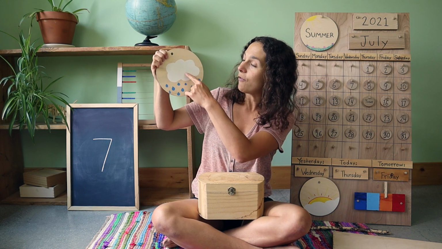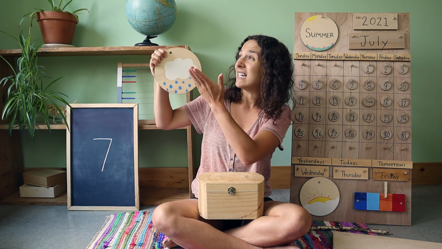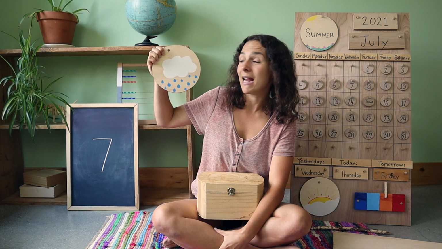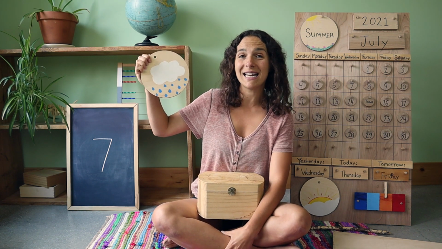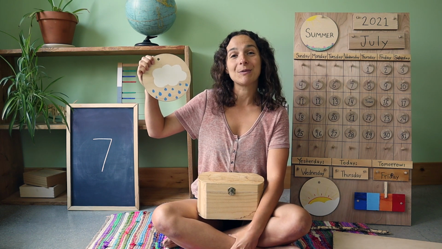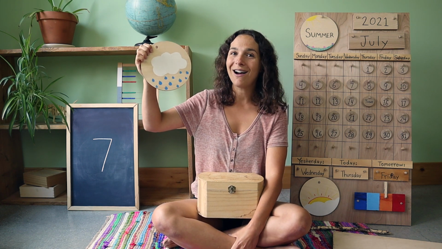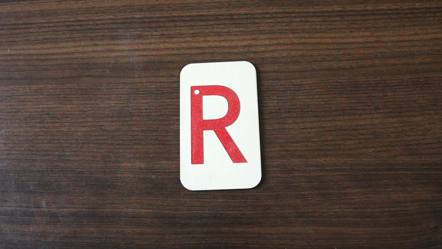So rain falls from a cloud. Today, we are supposed to get some rain. Once the sun pops behind the clouds, it's going to get rainy today. Rain starts with the letter R. This is how you write an uppercase R.